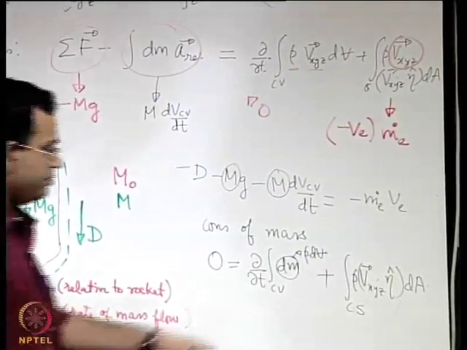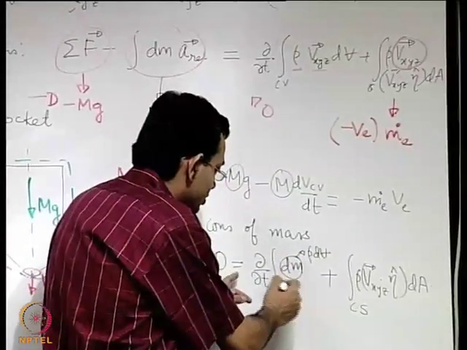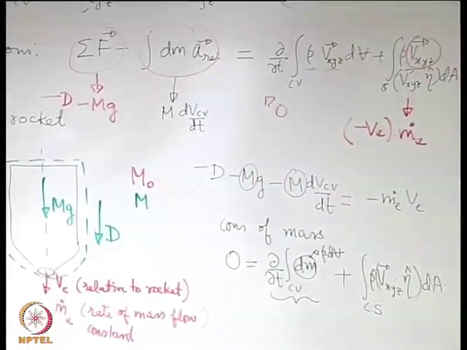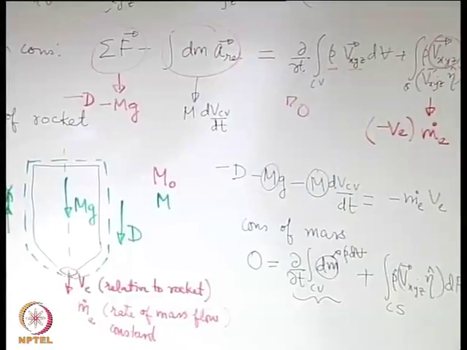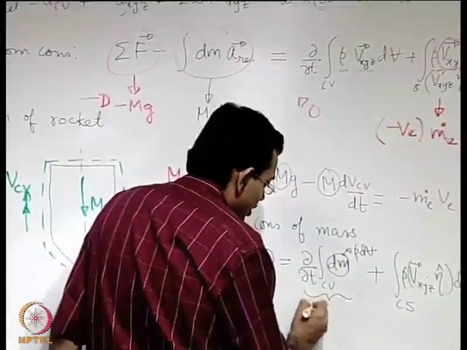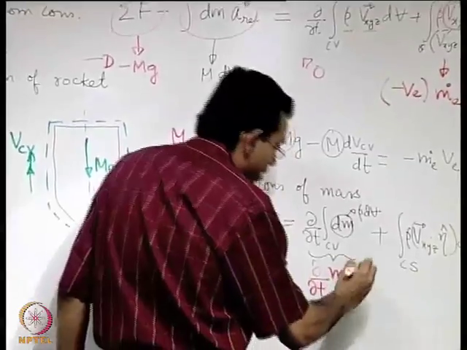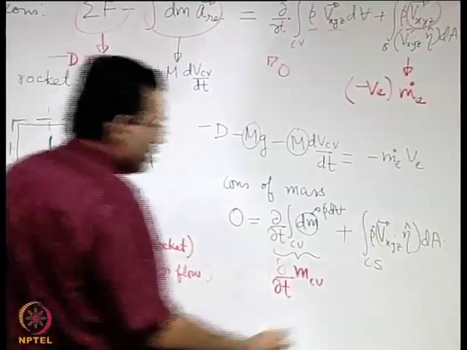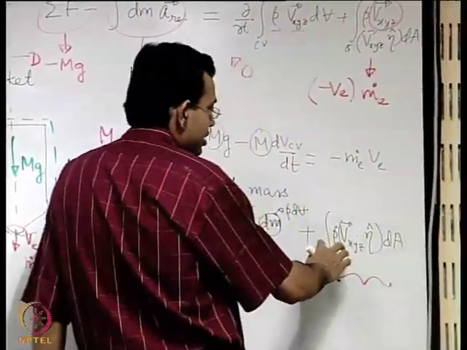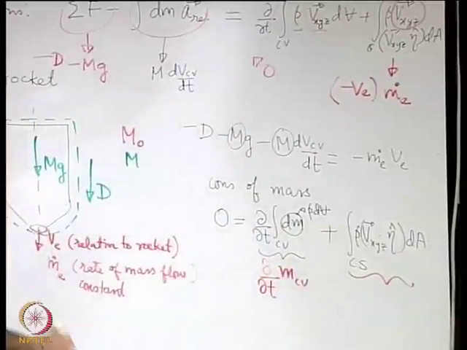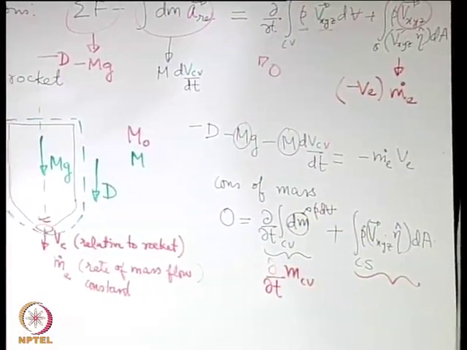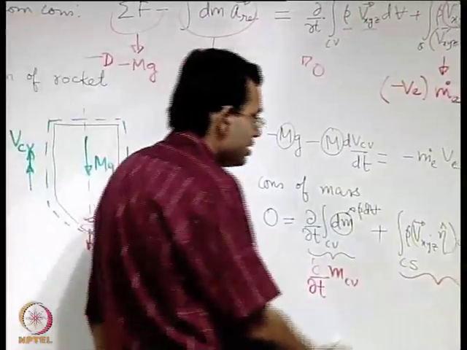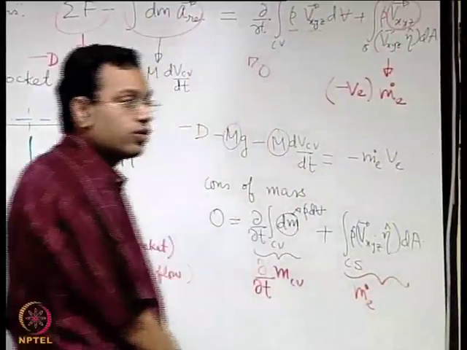So, let us write the first term. Let us call it the partial derivative with respect to time of the mass of the control volume, right, that is what it is, mass within the control volume. And the next term, how many flow boundaries are there? Only one flow boundary is there through which fluid is flowing, and what does it become? This is nothing but m dot e, this is outflow, rate of outflow.